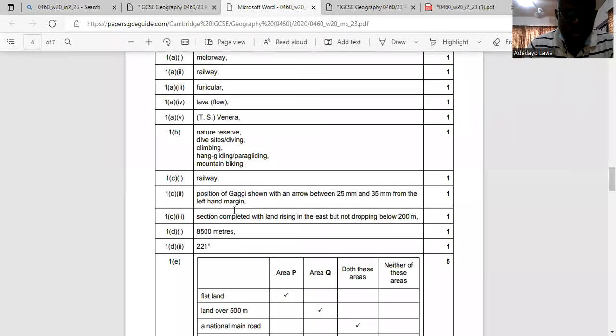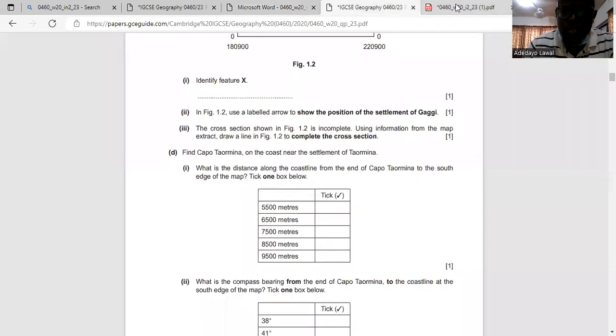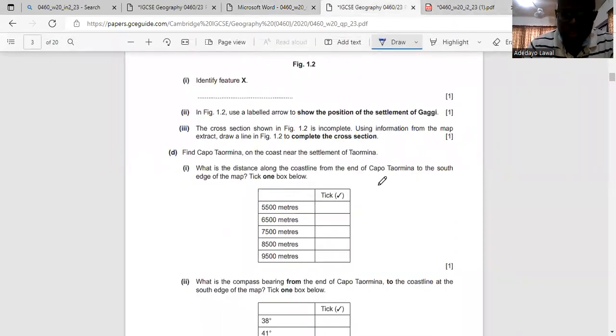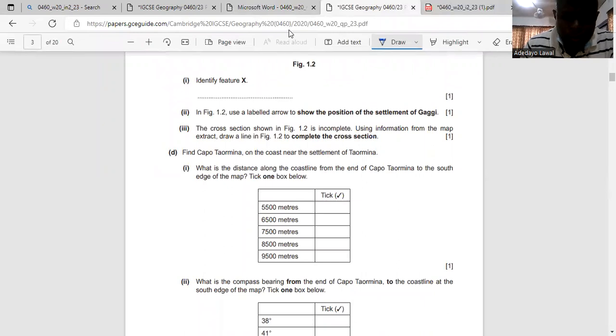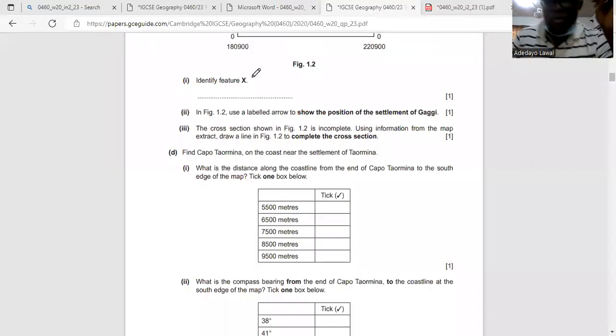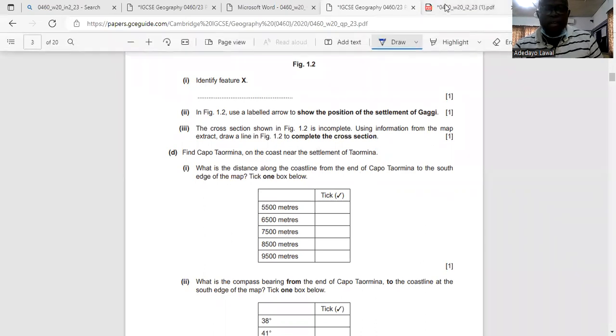So let me check the answer. It is 8,500 meters. So quickly, what you would do is, once you have measured, you put your thread on it. By the time you are done with your thread, you can place your thread on a ruler and just measure what you have. After that, you can just work out. For example, this 8,500 meters, that is the answer.